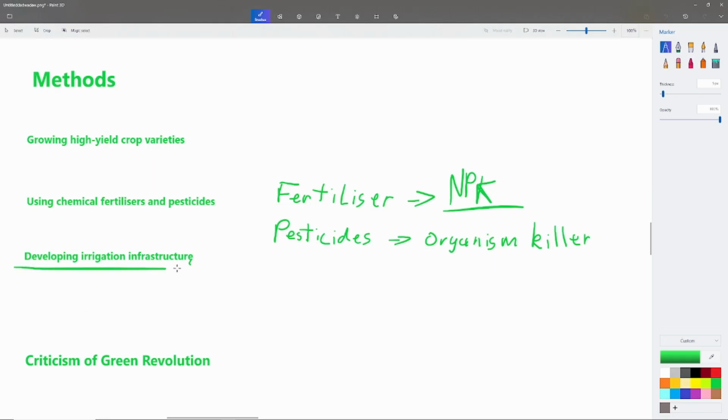And they also developed irrigation software. This just means that they produced better ways to transport water to the seeds, and because of this they could use less water and they could produce more output from them.